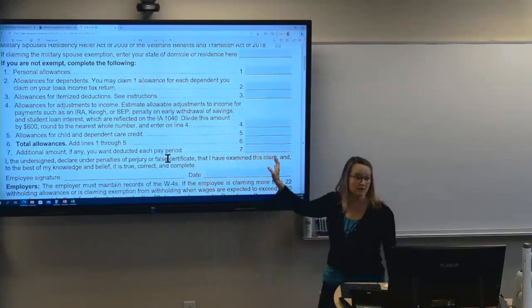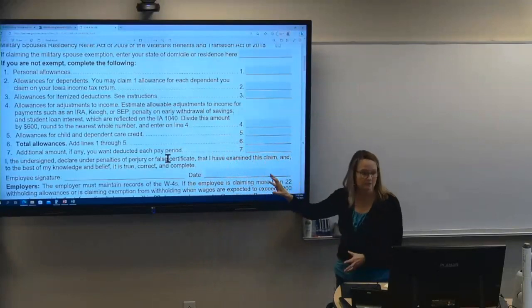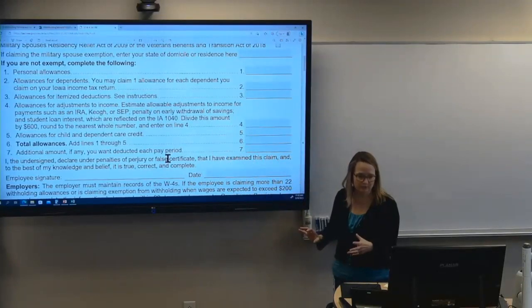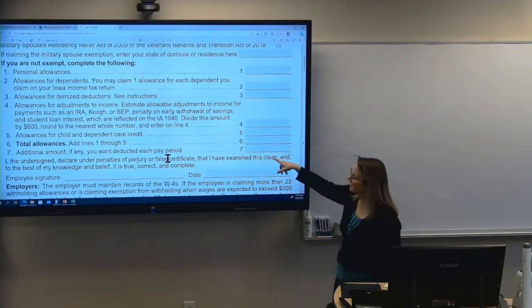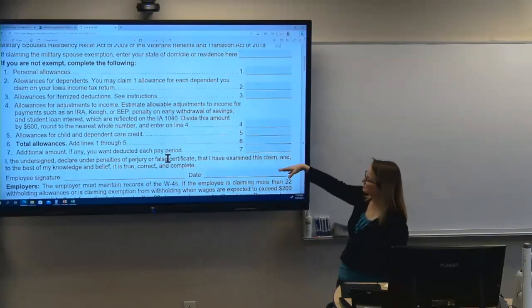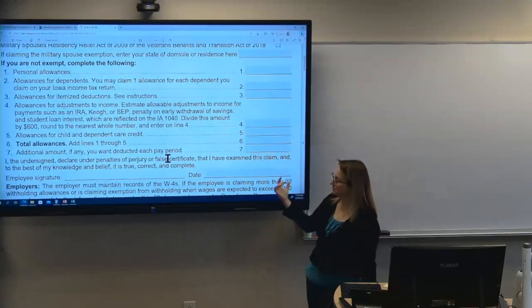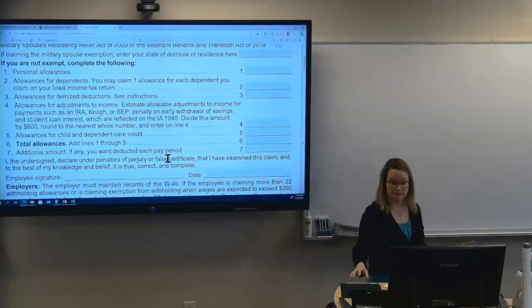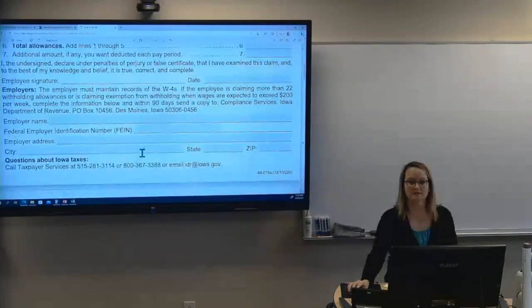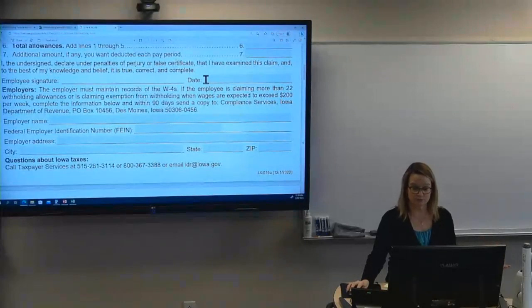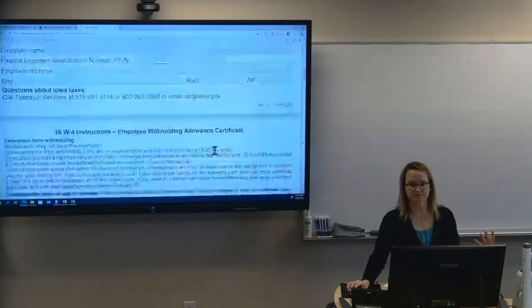So these questions are just pertaining to Iowa, not are you eligible for it at the federal level, but are you eligible for it at the state level? And then, all those are totaled up, and then any additional amount that you want deducted. So we saw that on the federal W-4 as well, and then signed again under penalty of perjury. And then the employer's information here.